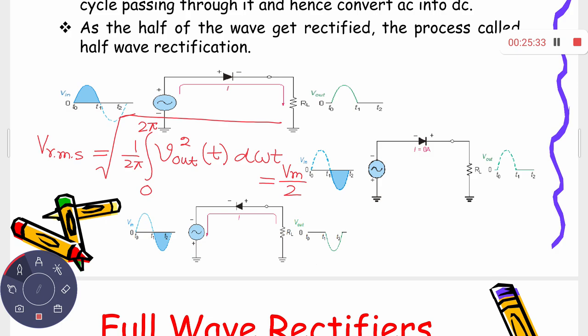And the ratio of these two that we have just calculated, the RMS value and the average value, is called what? Somebody has said form factor. Form factor is nothing but the ratio of VRMS by VDC. What is the result? Tell me.